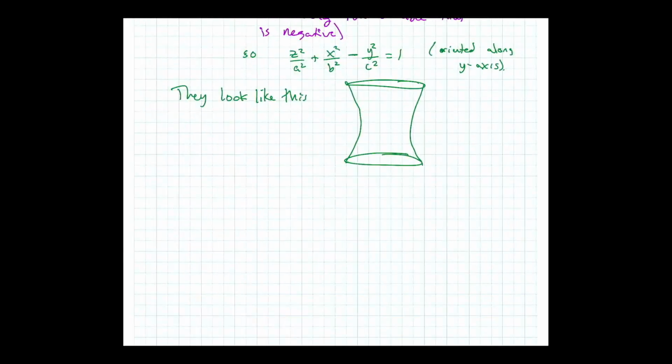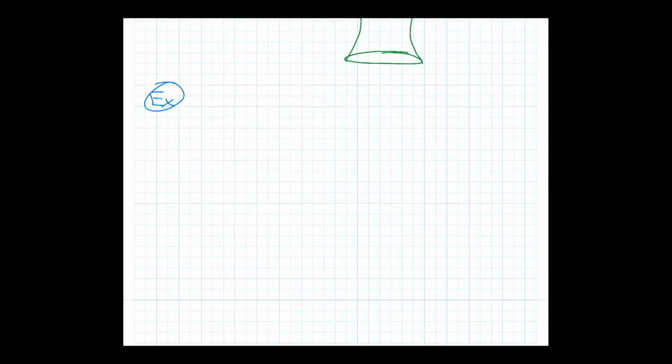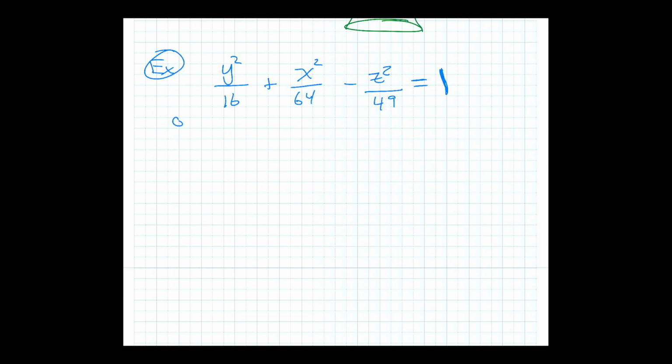All right, so let's just go ahead and plot one of these. Here's one. This is actually directly on the homework. They give you this equation: y squared over 16 plus x squared over 64 minus z squared over 49. Oh, actually, I lied. They have equals 0 here, so we can't plot it. But I'm going to put a 1 here. Now we can. So I changed the problem. And they say, what kind of shape is it?